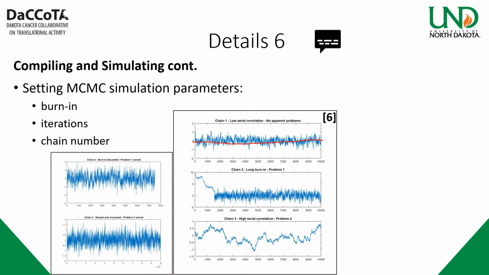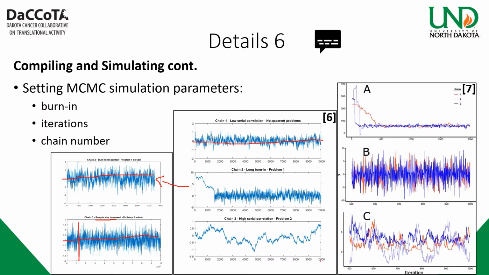So here are the solutions to those. For chain 2, what we did was we just cut out the first whatever, the burn-in, and so now it looks pretty good. The second one here is to solve this by increasing the sample size. So this was like 10 to the 5th, and that was only this much, and it increased it a lot more, and it now looks pretty good here.